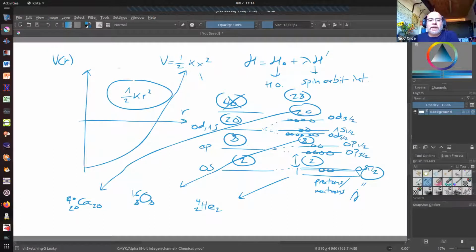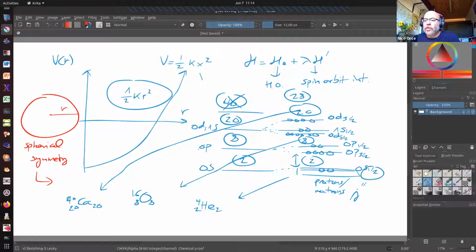So this, as you can see, and this is an important point, for each r, we're going to have the same potential, right? So we say that we have a spherical symmetry, which will, with this simple shell model, only allow us to explain, and this is what I want to outline here, spherical nuclei.